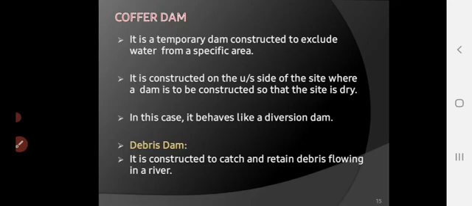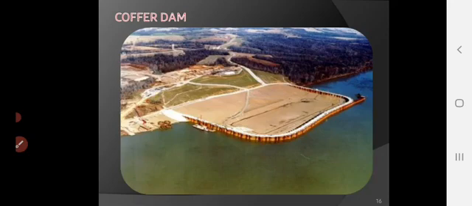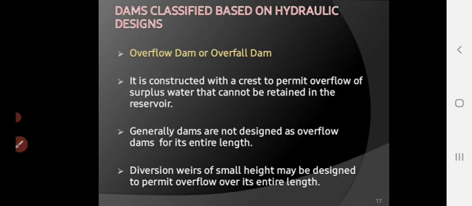So the function of a debris dam is just to retain the debris. Then the height may be 1 meter, 1.5 meters, like that. But still, it is a dam. So please remember, a dam is not always a huge structure. It may be 2 meters height, 3 meters height, but it is a barrier. That's why it is called a dam. Clear? Fine. This is one of the actual figures of a coffer dam. Next, classification based on hydraulic design.